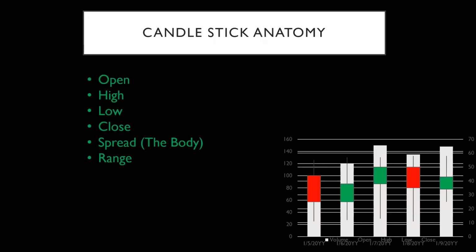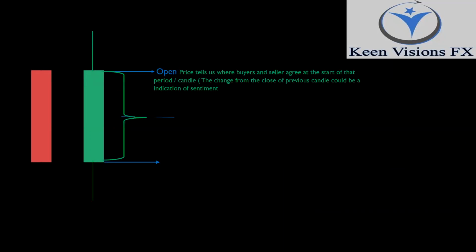Now we're going to be breaking into and looking at the candlestick anatomy. With a general candlestick, we're always going to have right about 5 different portions. We're going to have an open, a high, a low, a close, the spread, or the actual body of the candle, and then we want to have that range that the candle or the spread was contained in. We got a couple of diagrams here to break this down for you guys.